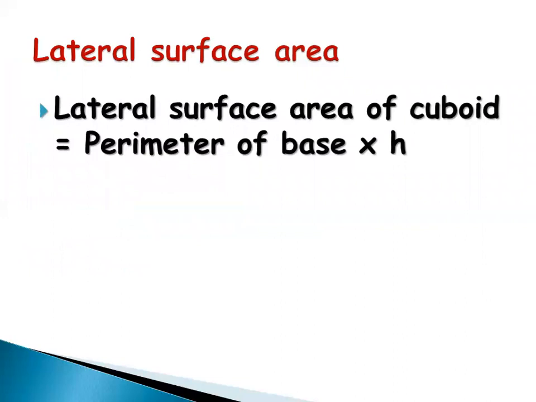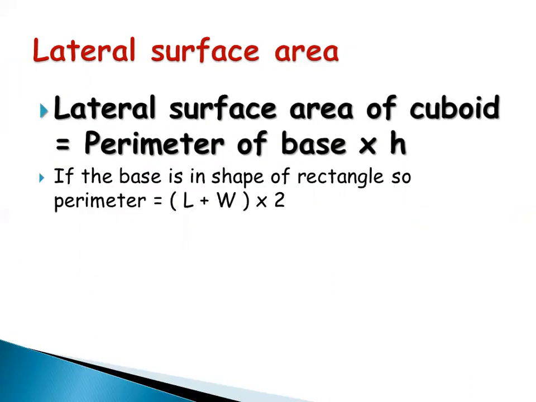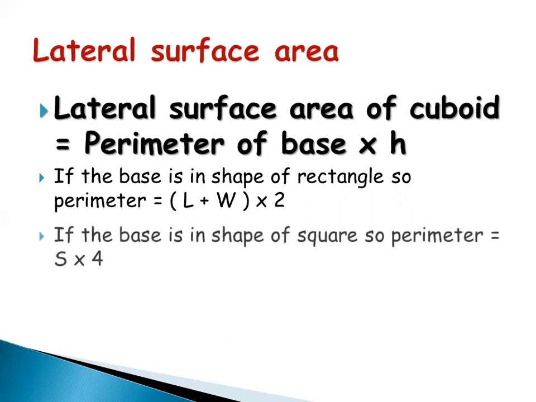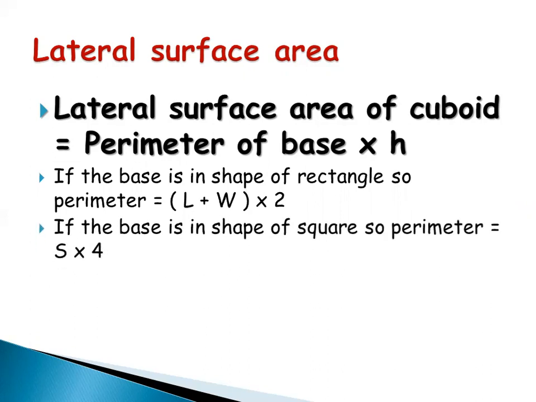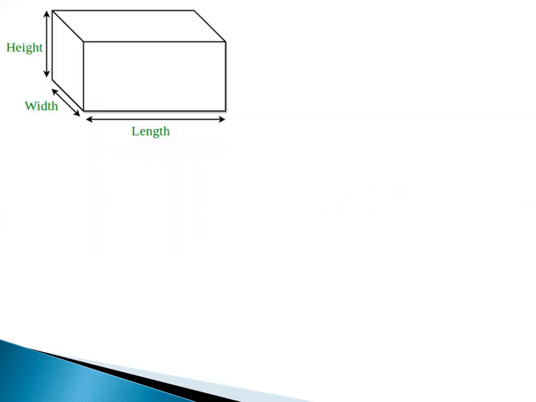I told you before that the base can be in shape of square or rectangle. So if the base is in shape of rectangle, I'm going to get the perimeter by adding length and width and multiply the answer by 2. And if the base is in shape of square, I'm going to get the perimeter by multiplying side by 4.